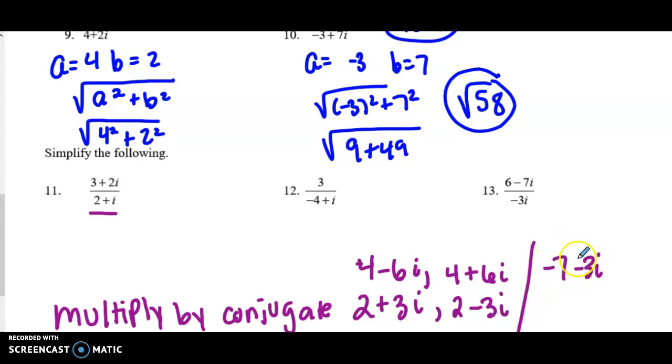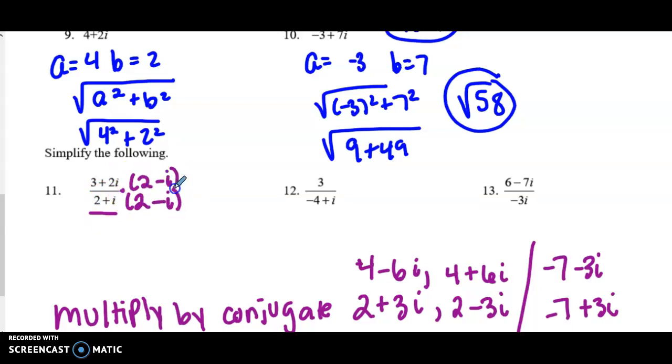Don't worry about that negative in the front here. It's just the portion right here. Its conjugate would be -7 plus 3i. Okay, all right, so what you're going to do is take a look right here and see your denominator. So your denominator is 2 plus i. The conjugate of that is going to be, just change the portion in the middle, 2 minus i.